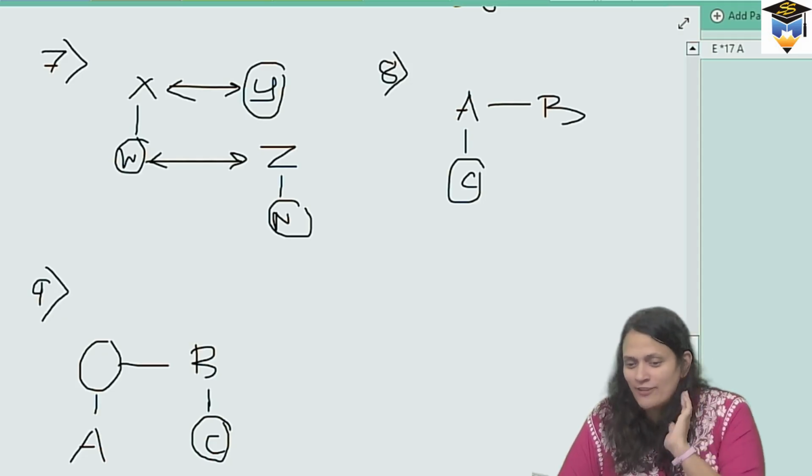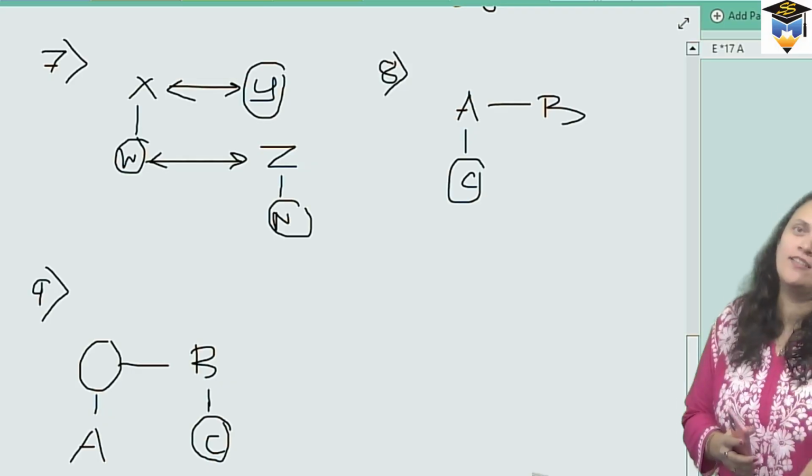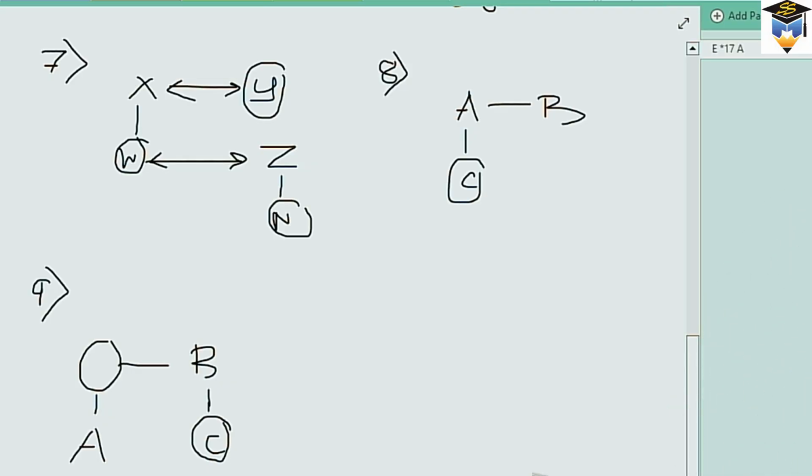Okay, now the 10th one is very interesting. I want all of you to solve it first, and then we will discuss the answer. Solve the 10th one.